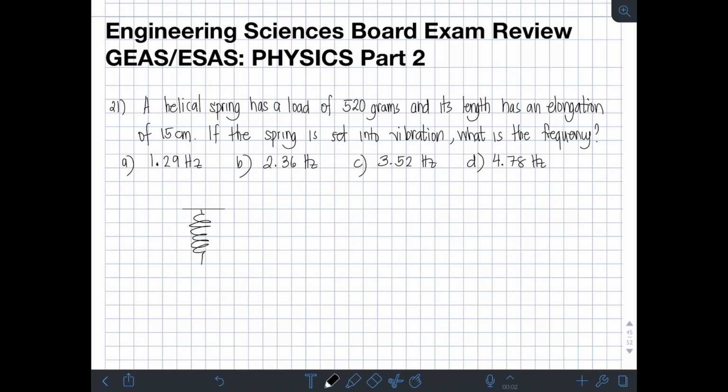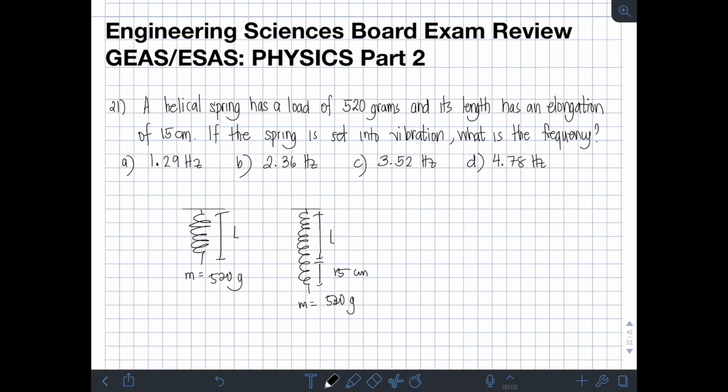Okay, so meron siyang original length, let's say L, tapos meron siyang mass na 520 grams. Okay? And then, nagkaroon siya ng elongation because of its weight, right? So, sabi, nagkaroon siya ng elongation na, let's say, this is the original length L, nagkaroon siya ng elongation na 15 cm. Okay? Mass is 520 grams. So, ang tanong is, ano yung frequency nung vibration nung spring?